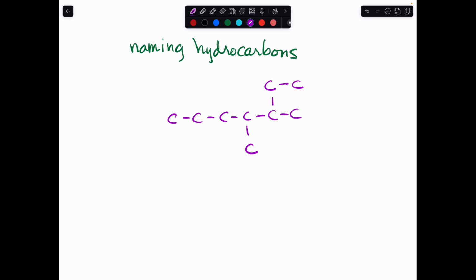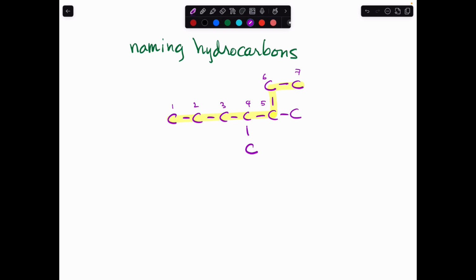My job is to find the longest chain, the continuous chain. It's like one of those games where you don't pick up your pencil kind of thing. Can you cover them all without picking up your pencil? And the longest chain obviously starts off here, but notice when I get to this carbon, if I go up, I can grab 2 more carbons, whereas if I went to the right, I could only grab 1 carbon. And so there are 7 carbons in that chain.